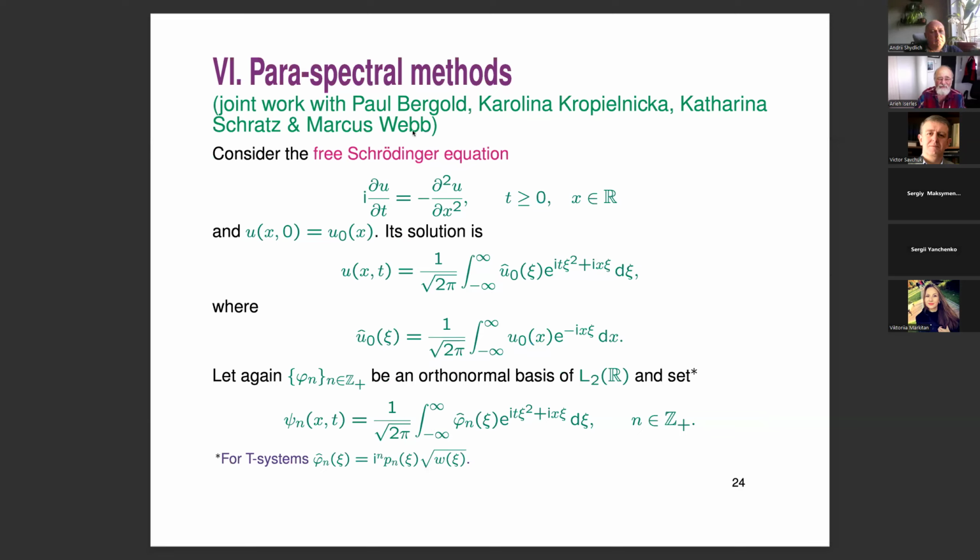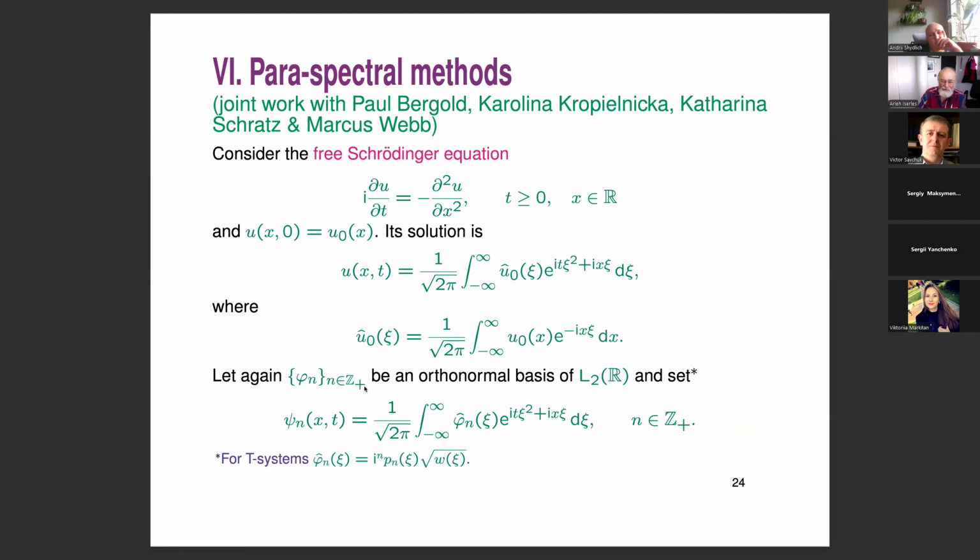Suppose that we have the free Schrödinger equation, so the Schrödinger equation without potential. And if you can solve this equation fast, you can also solve fast the Schrödinger equation with potential. Actually, on the real line, we can write the solution of this equation as a Fourier transform. Here we have the Fourier transform of the initial condition, times e to the i t xi squared plus i x xi. So u hat 0 is the Fourier transform of the initial value. So we can write it like this, although numerically it is not a very useful way of doing this.